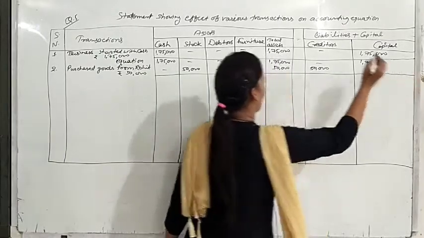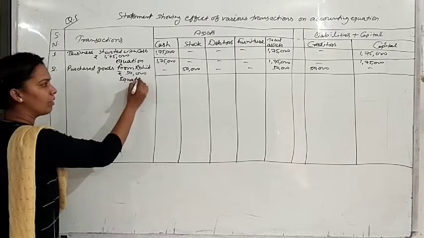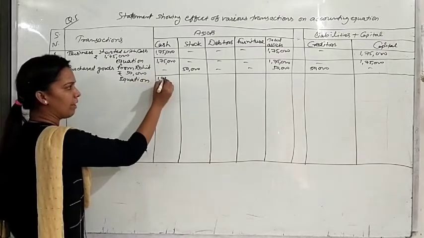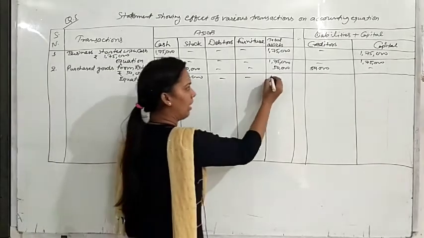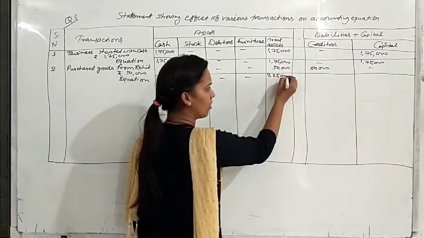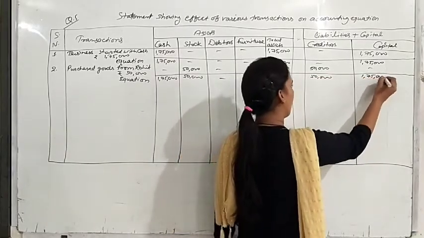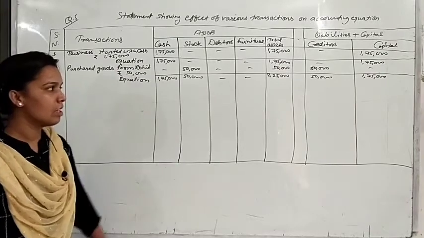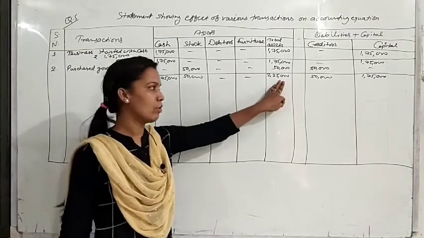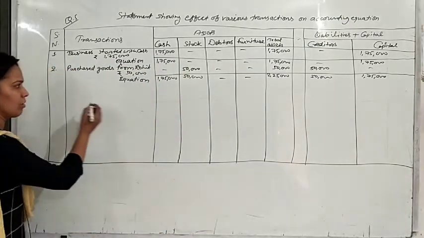So write the equation after the second transaction. 1,75,000, 50,000, and here 2,25,000, 50,000, 1,75,000. Match the equation. Total assets are always equal to capital plus liabilities. So total assets are 2,25,000 equals 50 plus 175, that is also 2,25,000.